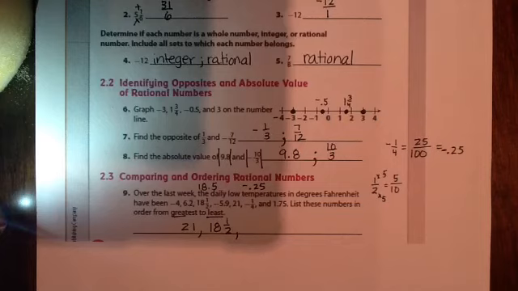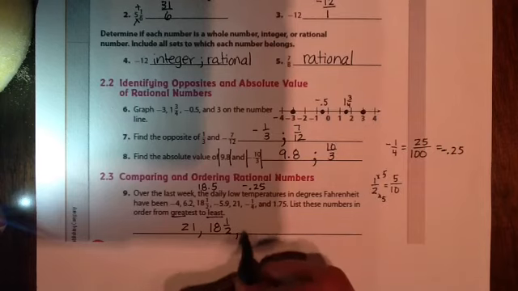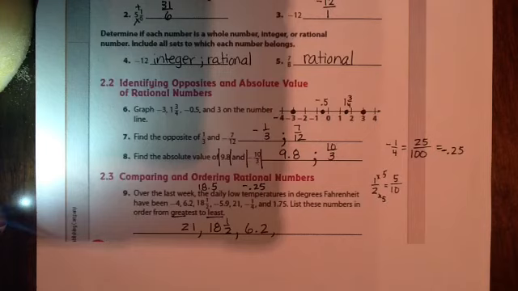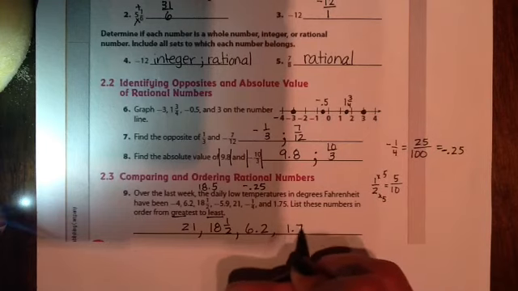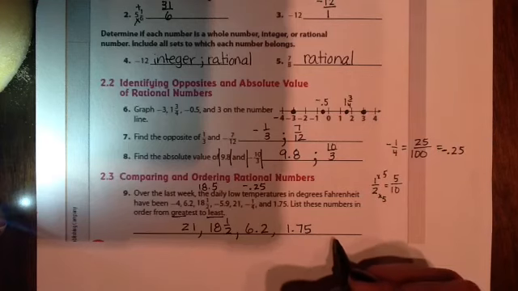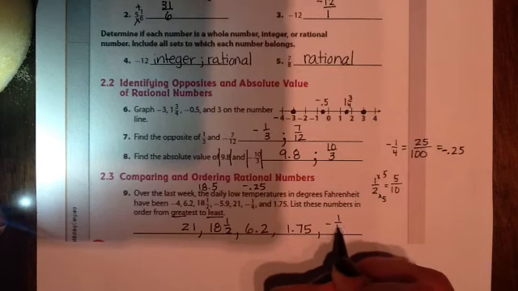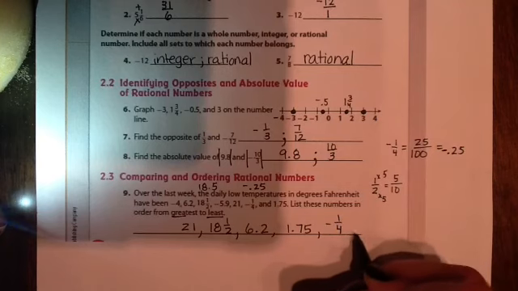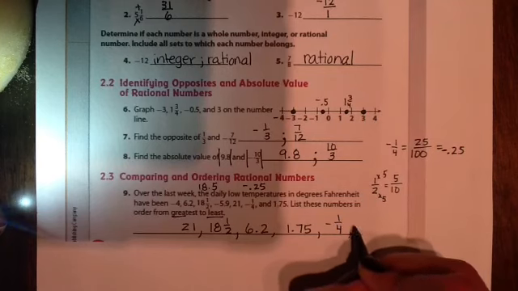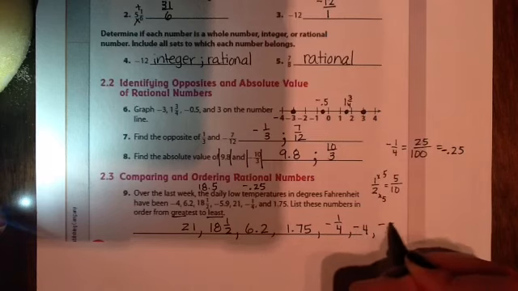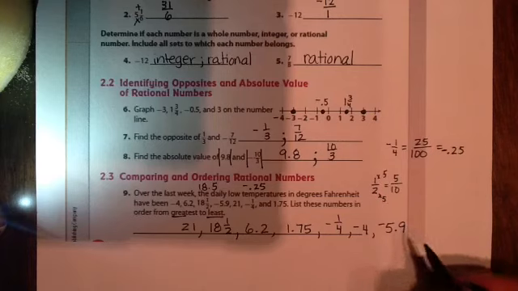what number am I going to run into next? It would be 6 2/10. After 6 2/10, I would run into 1.75, and then I would run into -1/4. Then I would run into -4, and last would be -5 and 9/10.